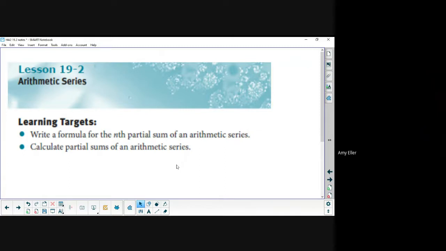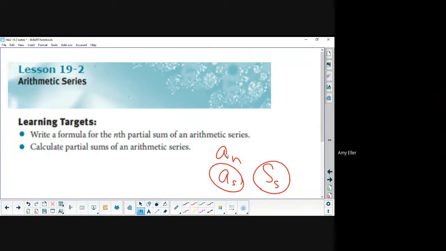A series. First sentence. A series is the sum of the terms in a sequence. So not just the sequence one term at a time, it's the sum of them. The sum of the first n terms of a series is the nth partial sum of the series, denoted by S sub n. Yesterday we did A sub n or A sub 5, meaning the 5th term. Today we're going to have S sub 5, which means the sum of the first 5 terms together. A sub 5, the 5th term. S sub 5, the sum of the first 5 terms.